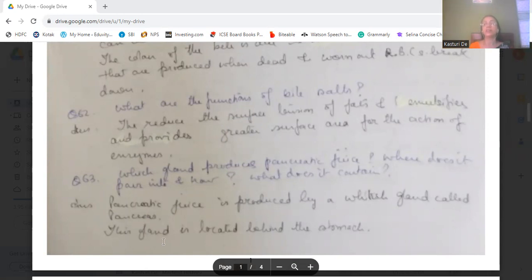This gland is located behind the stomach. In the first picture of the text video, you can find that the pancreatic gland is there. It is a leaf-like structure behind the stomach. That is the pancreatic gland. It's a whitish gland.